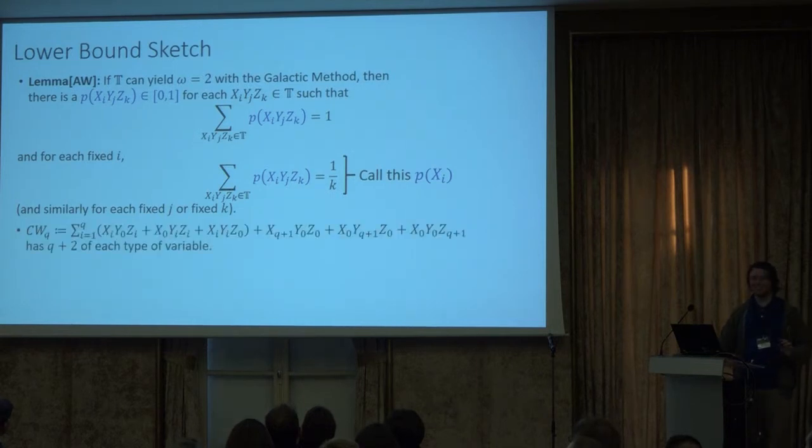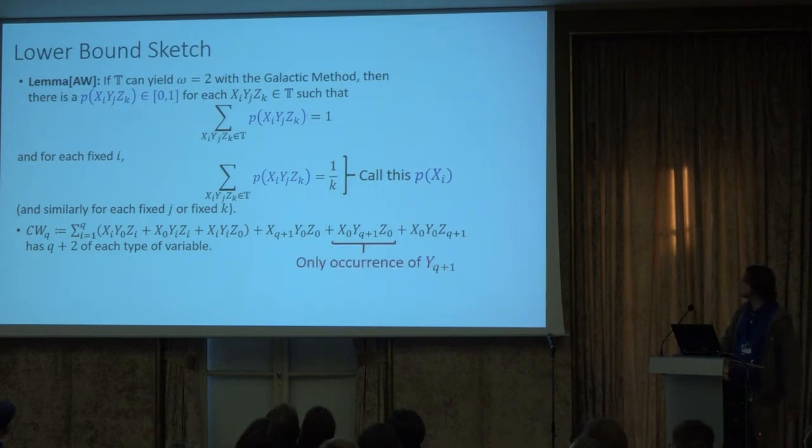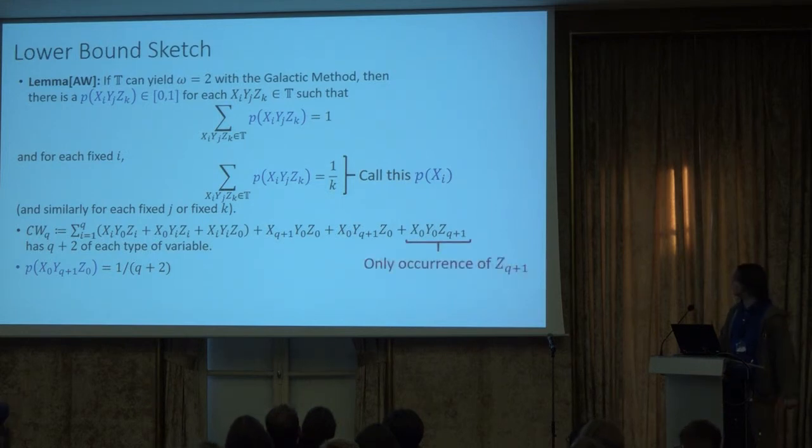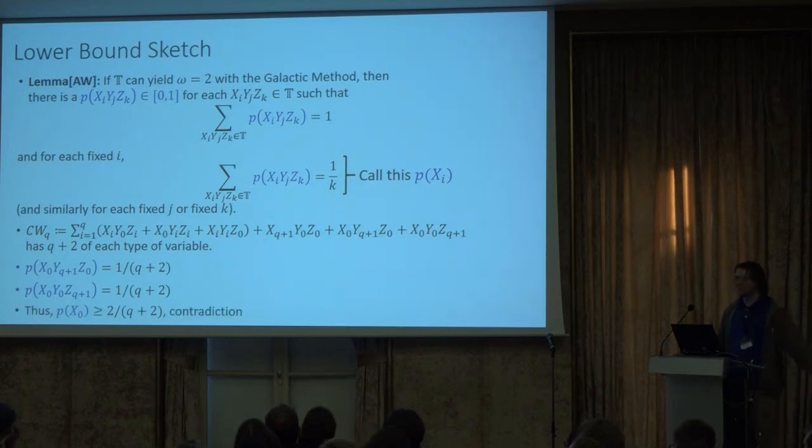And it's actually really easy to see that the Coppersmith-Winograd tensor can't have such a probability distribution. I'm only going to use the last 2 terms of the tensor. If you look at this term here, it has the only occurrence of y_{q+1}. And since this tensor has q plus 2 variables, that means we have to assign it probability 1 in q plus 2. Similarly, this last term here is the only term that contains z_{q+1}, so we also have to assign it probability 1 in q plus 2. And this is already a problem because both those terms have x0 as their x variable. So we've already assigned too much probability to x0. So the Coppersmith-Winograd tensor can't have one of these distributions, and so it can't prove omega equals 2. Modulo lots of details, that's basically how the proof works.